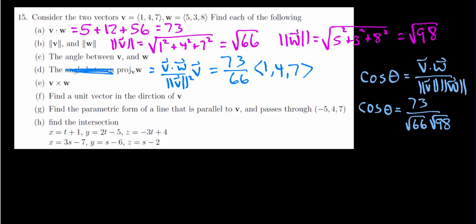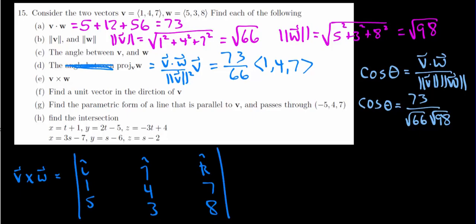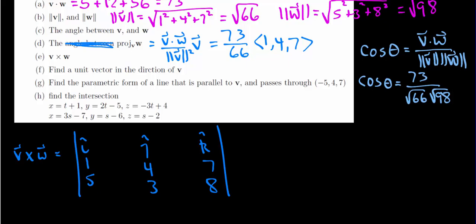Okay, next is the cross product. So we want V cross W. Unlike the dot product, V cross W is going to give you a vector. In particular, it's going to give you a vector that's perpendicular to V and W. So let's see how this works. We've got i, j, k, then 1, 4, 7, and 5, 3, 8. It's very important, the order matters. V cross W is going to give you the opposite of W cross V. So you need to keep that in mind.